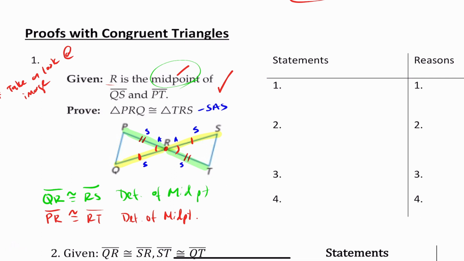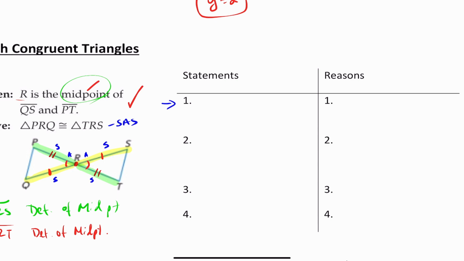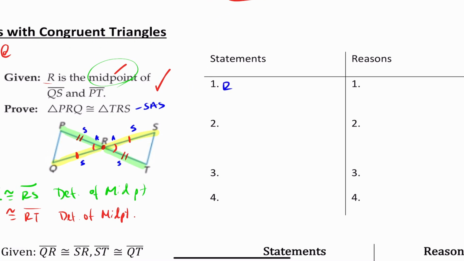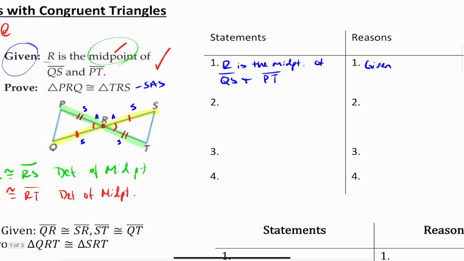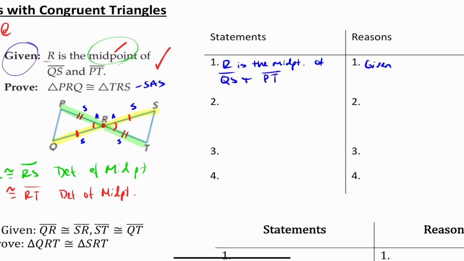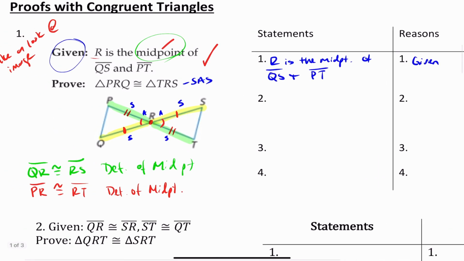First of all, the first statement and the first reason should be very, very easy. All you have to do is copy and paste. So we know that R is the midpoint of QS and PT. And how do we know? It was our given, so I'm going to write given. And number 2, based on the given, we have something we're already used to. We've seen this word a lot in this course, and that's midpoint, right? R is the midpoint of segment QS and segment PT, and because of that, it splits these 2 segments apart. It gave us QR congruent to RS and PR congruent to RT.